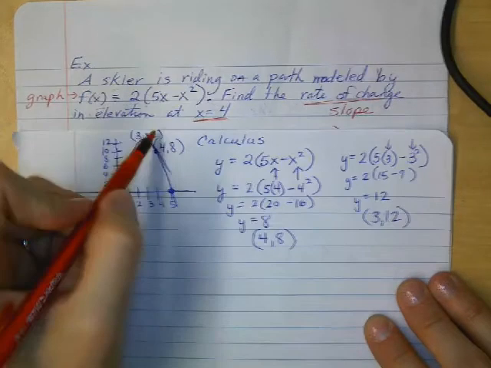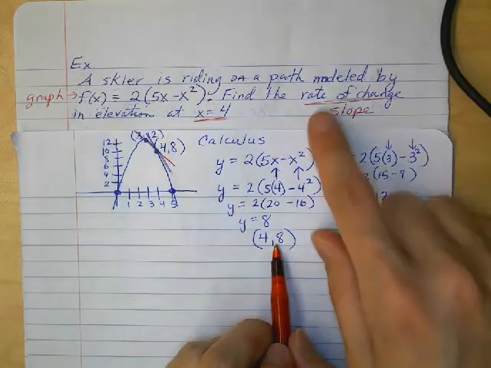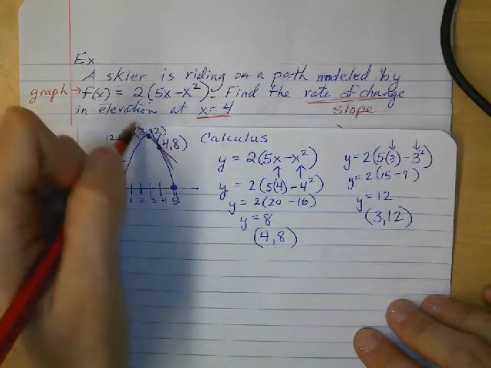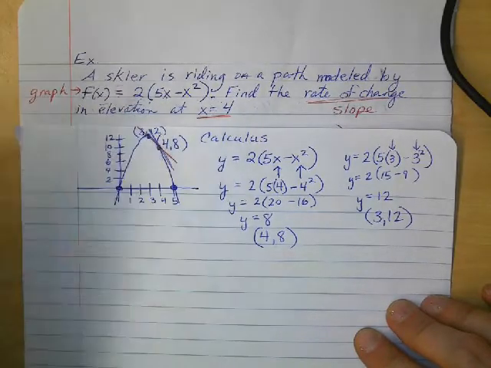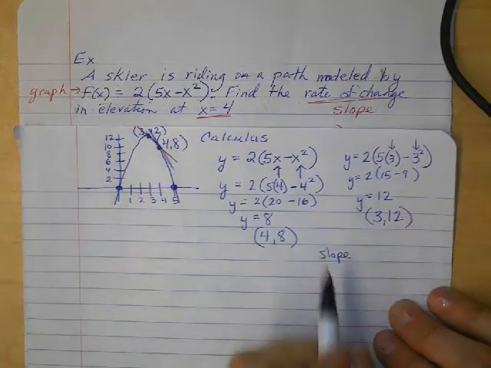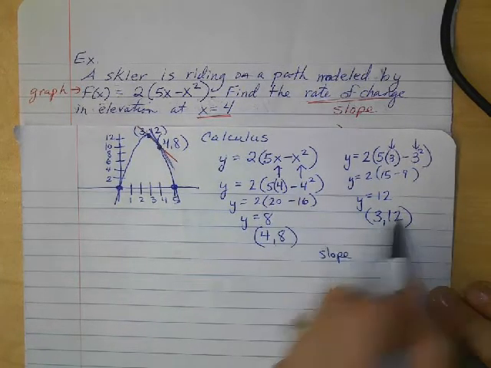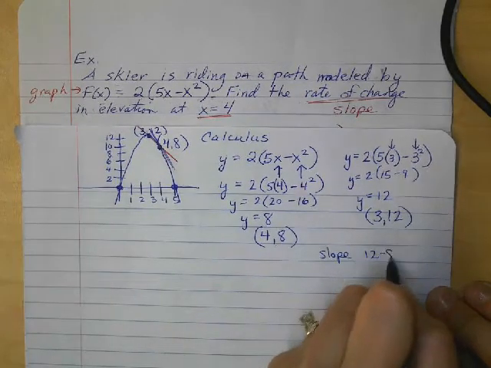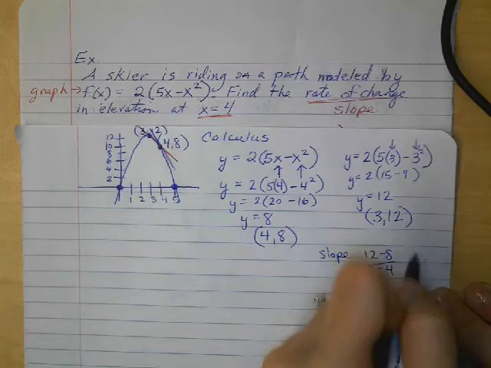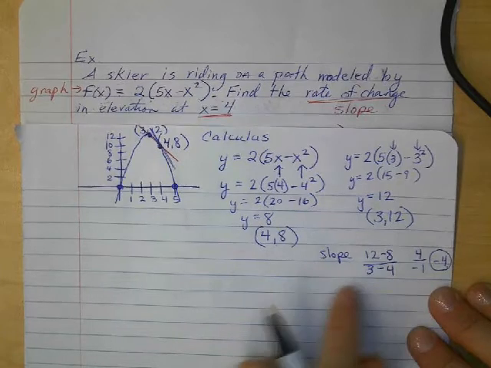So if I find the slope between 3, 12 and 4, 8, that's an estimate of the rate of change up here on this graph, on this hill. You're on a ski slope. It's a skier on a path. So if I do the slope, that's what rate of change is. It's a slope. So if I do y2 minus y1, so 12 minus 8, and 3 minus 4, I would get a slope of -4.